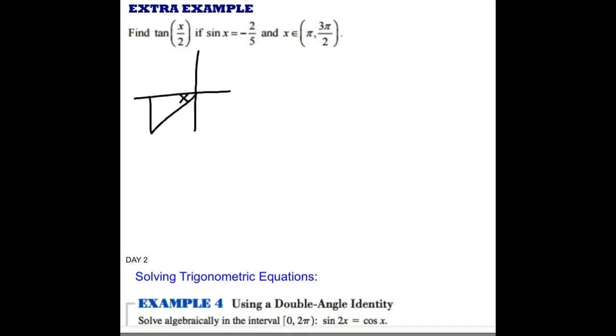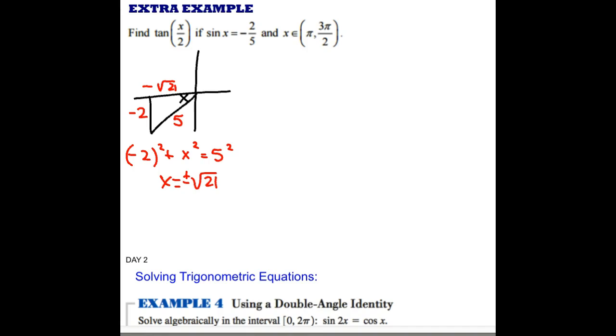And we are told that the sine is negative 2/5. So opposite side would be negative 2 and hypotenuse would be 5. Can we figure out the missing side? Pythagorean Theorem says negative 2 squared plus our unknown, we'll call it x squared equals 5 squared. Okay. Now, in this quadrant, would my x value be negative or positive? It would be negative. So we actually want a negative square root of 21 there.